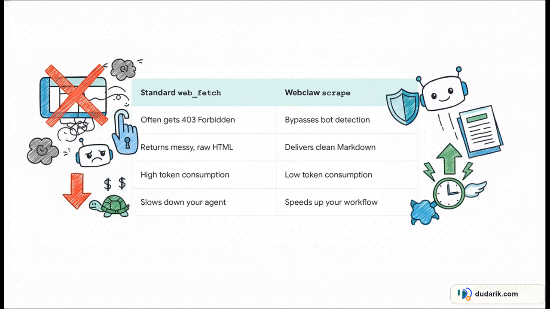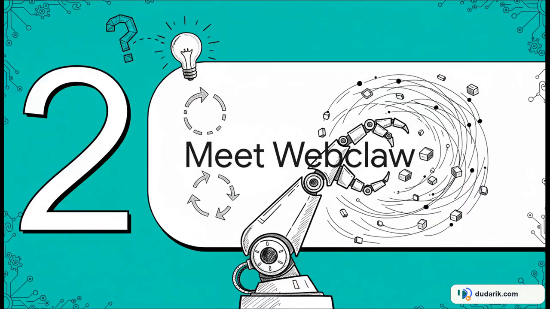But then you look at the right. That's the promise of a tool like Webclaw. It slips past the blocks and gives you clean, simple, useful markdown that an LLM can actually understand. So that's the problem. It's a mess, it's expensive, and it's painfully slow. Now, let's talk about the solution. Time to meet the tool at the heart of all this, Webclaw.